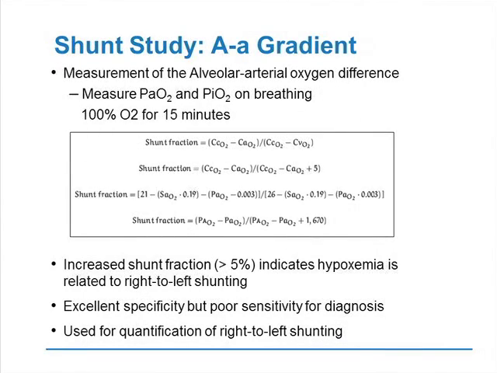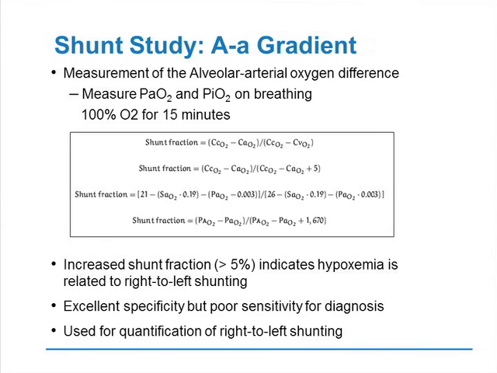On the shunt study with the ABG method, I don't think we do it here in the United States, but I know in Canada they still do it, and it is used to give us a quantification of the shunt fraction. And you measure the arterial oxygen on room air and after breathing 100% O2 for 15 minutes. And if there is an increased AA gradient, more than 5%, it indicates hypoxemia related to right to left shunting. It's quite specific, but this is primarily used in a way to follow patients along.